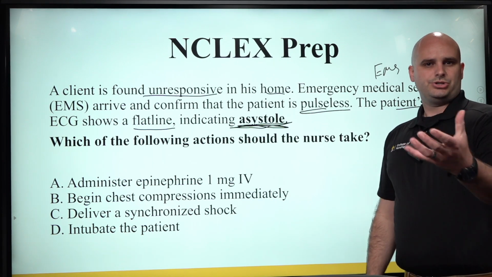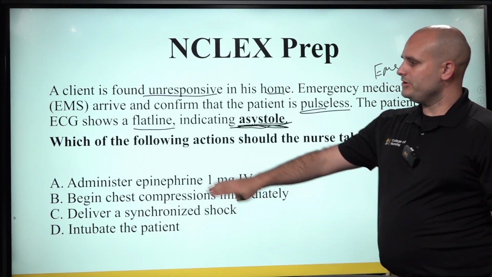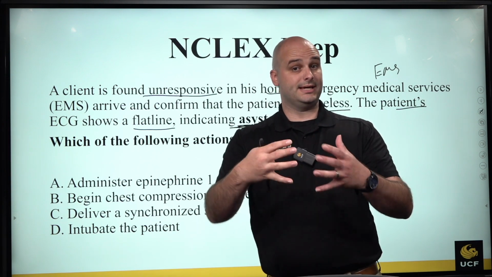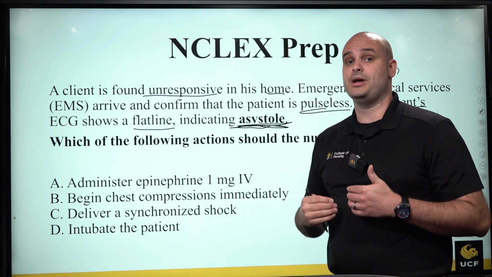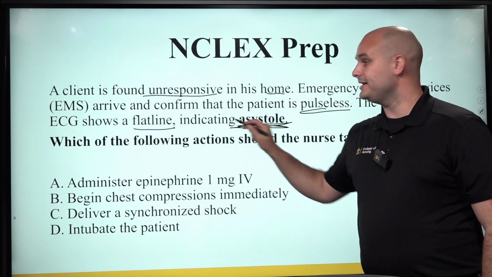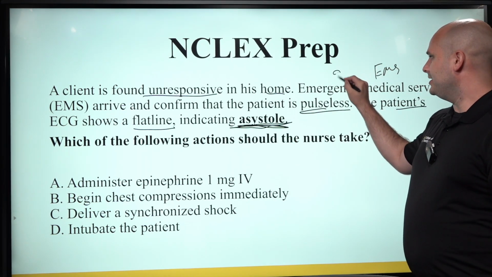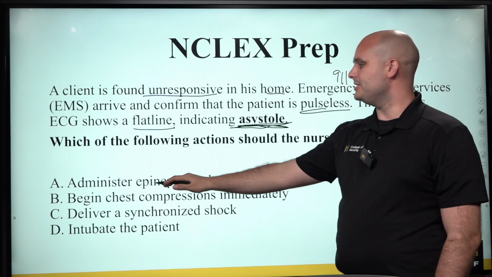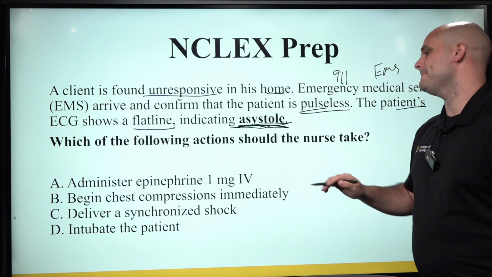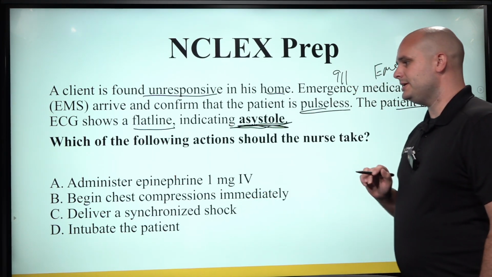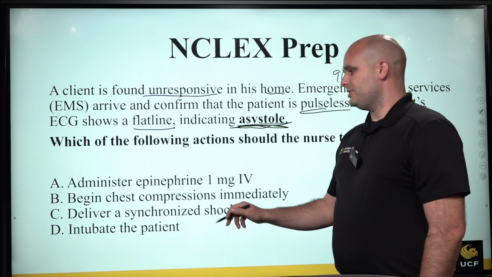So you as a nurse, you recognize asystole. Before you're even looking at these options, you should be telling me, hey, this is what I would do for my patient if I know they're flatline asystole. We already have EMS there, so we don't need to call 911, right? They're already there. Administer epi. Okay. Begin chest compressions immediately. All right. Deliver a synchronized shock.